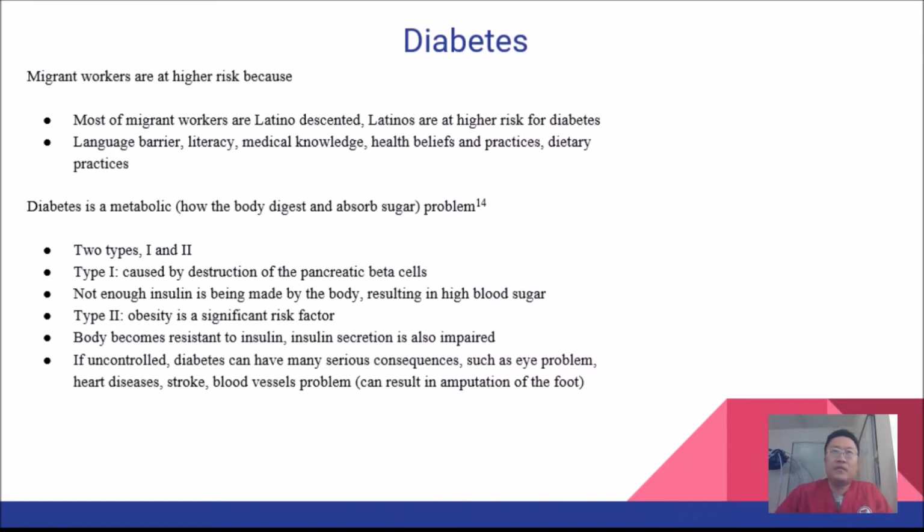Then let's talk about diabetes. Migrant workers are at higher risk because most migrant workers are Latino descended. We know that Latinos are at higher risk for diabetes, and also we have language barrier, literacy, medical knowledge, health beliefs and practices, dietary practices. And diabetes is a metabolic problem. Metabolic means how our body digests and absorbs nutrients such as sugar. So we have two types, type 1 and type 2.